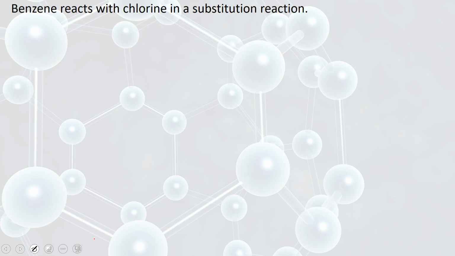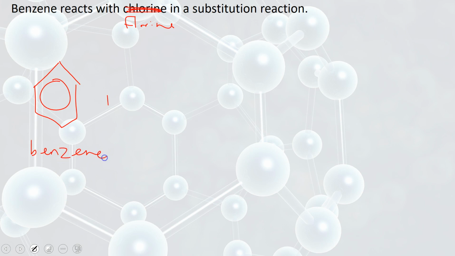Okay. So let's look at a reaction. Benzene reacts with chlorine in a substitution reaction. Literally the example that's on the other page. So let's go with chlorine. And you have to be able to draw out the reaction. So benzene looks like this. It's reacting with chlorine. Remember, chlorine is diatomic when it's by itself. That's definitely not how I spell chlorine, but we're good.